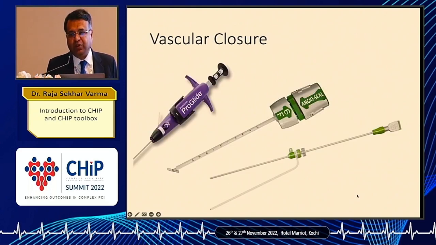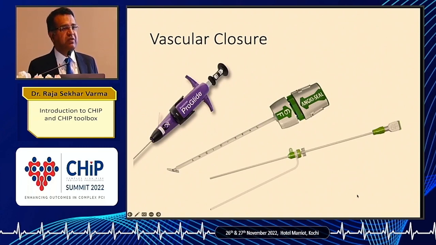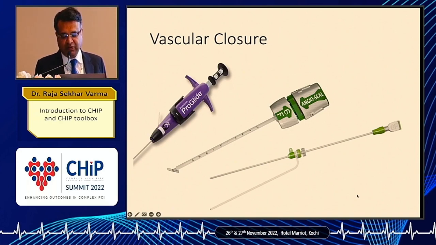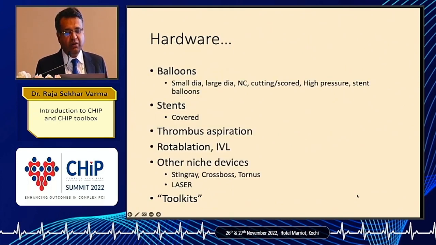Of course, at the end of procedure, if you want a perfectly interventional approach, you need to close large bore access many a time with vascular closure devices. These are some of the devices that are available, the ProGlide, the AngioSeal, and the Manta device. So this also could be of help.